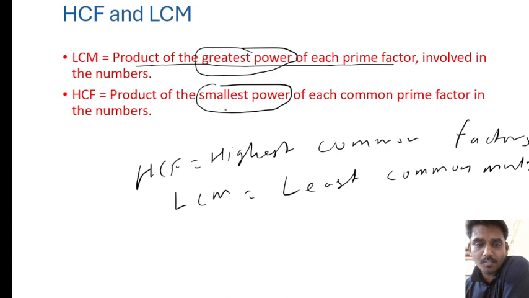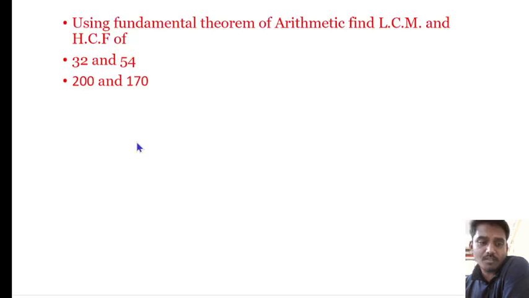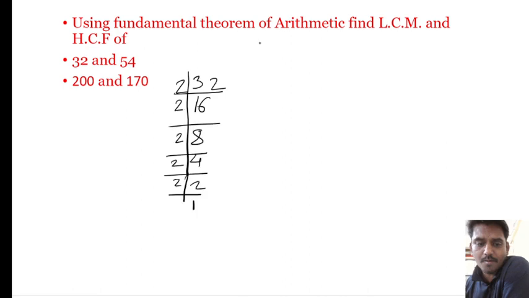So let us consider this concept with the help of an example. Suppose we are given the numbers 32 and 54. To factorize 32, we will start with the smallest even prime as it is even. So it will be 16. Then divide by 2 again. It is 8, divided by 2, 4, 2, 2, 2 and 1. So I can say that 32 is 2 raised to 5.